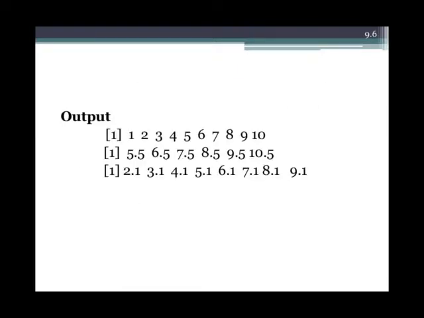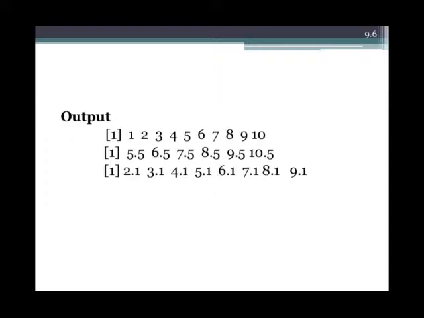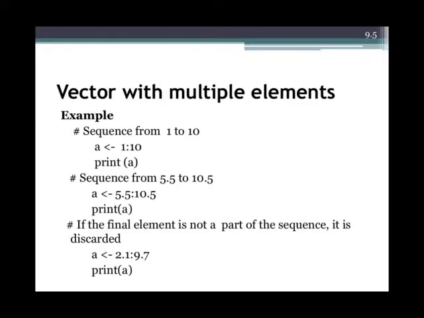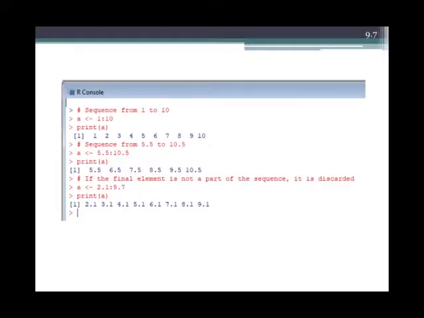So the output from 1 to 10 is straightforward. It's 1, 2, 3, 4, 5, 6, 7, 8, 9, 10. The second example, we have 5.5, 6.5, 7.5 till 10.5. In the third, we have 2.1, 3.1, etc. till we come to 9.1. The final value of 9.7 will not be reached. You can see the output from the R console, where you have the 1 to 10, you have 5.5, 6.5 up to 10.5, then you have 2.1, etc. up to 9.1.